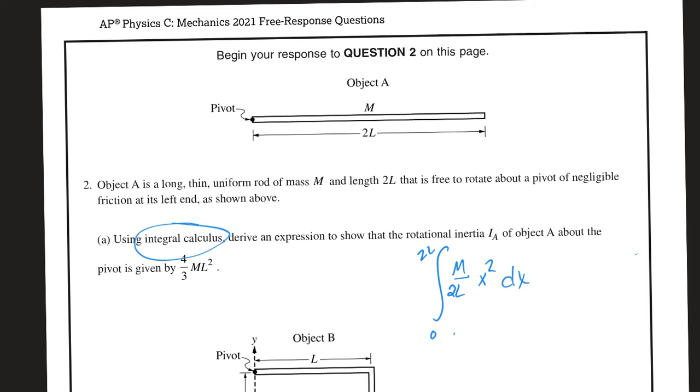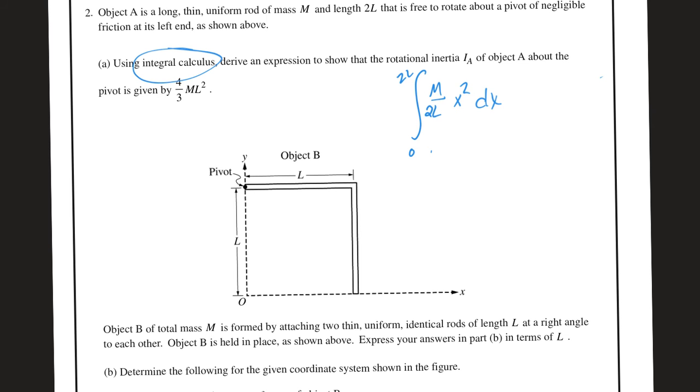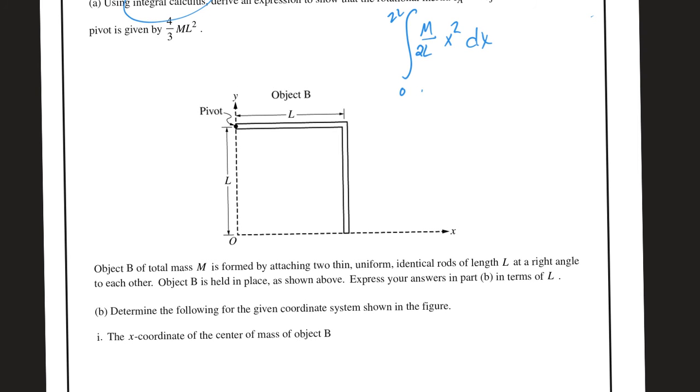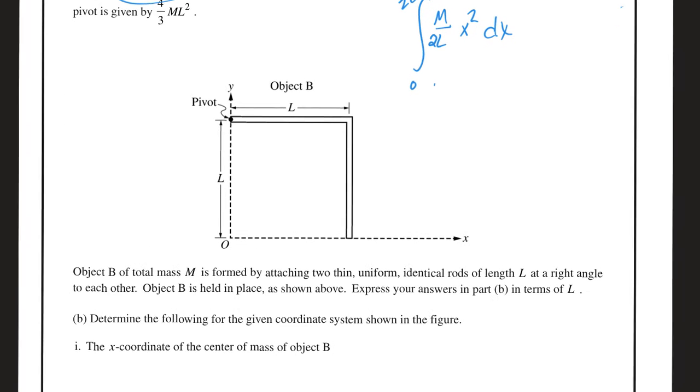Now, you could have left it M over L, and then at the end, after you showed through integral calculus that it's 1/3 ML squared, plugged in 2L, you could do that too. They gave credit for both. But it's really not much of a difference. And you never use it again, right? So even though we did all that work, it's kind of useless because the next question says, all right, given object B. Oh, goody, object B.